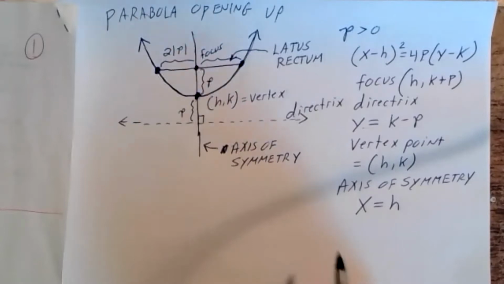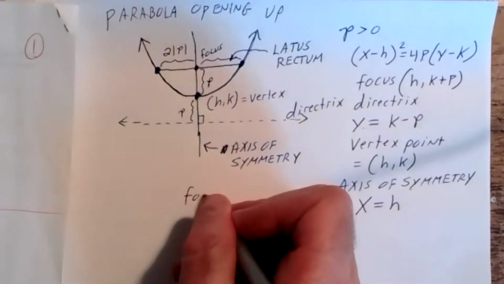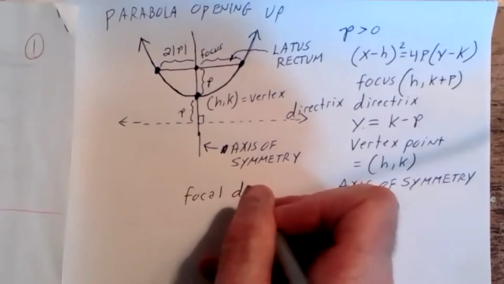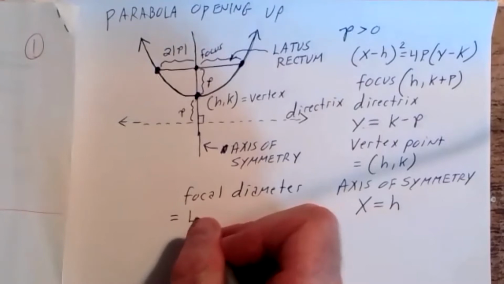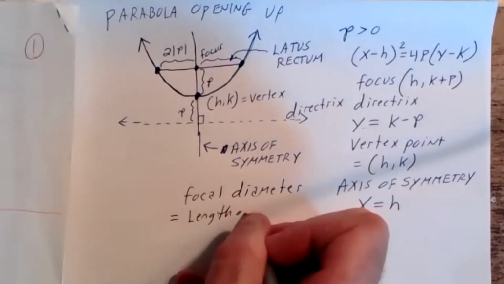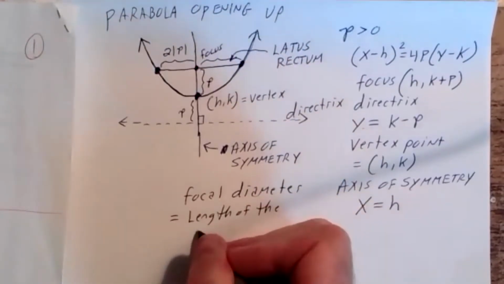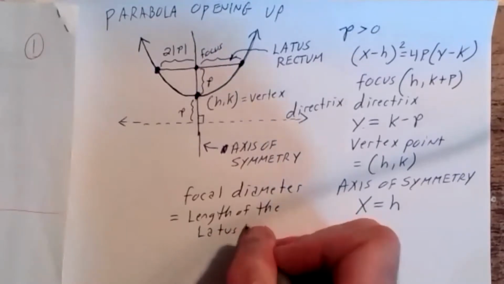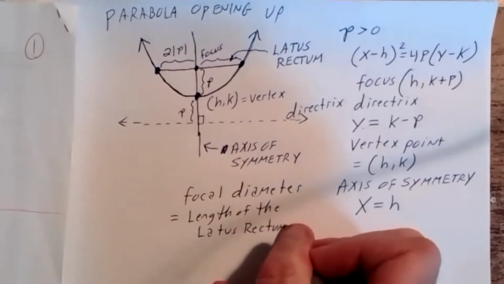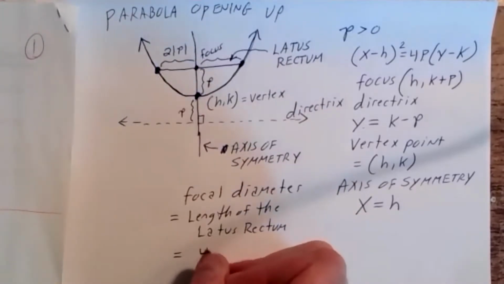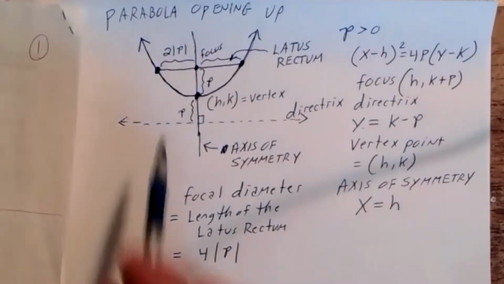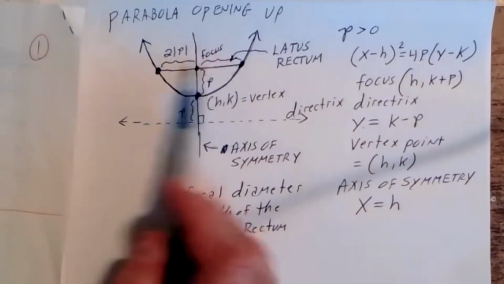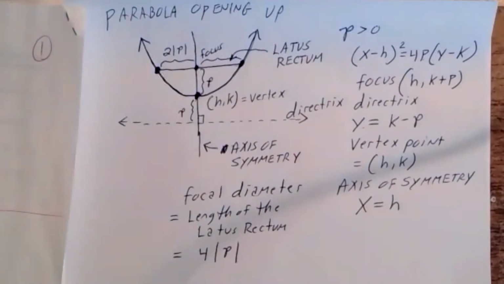Ladies and gentlemen, there's also something called the focal diameter. The focal diameter is equal to the length of the latus rectum, and the focal diameter is always 4 times the absolute value of P. So the focal diameter is the length of this latus rectum up here. Any questions about all the terminology surrounding a parabola that opens upwards, ladies and gentlemen?